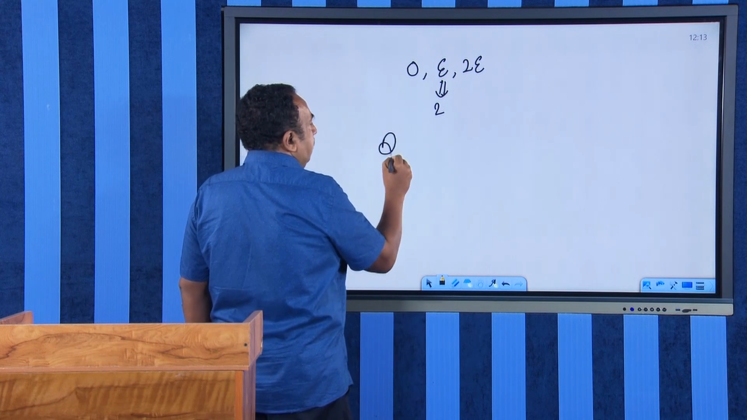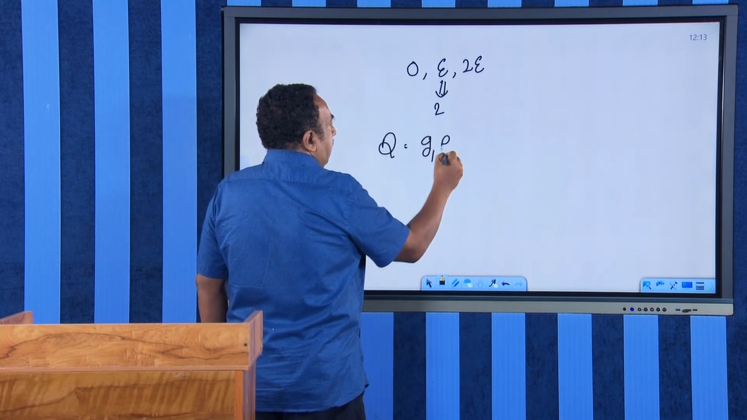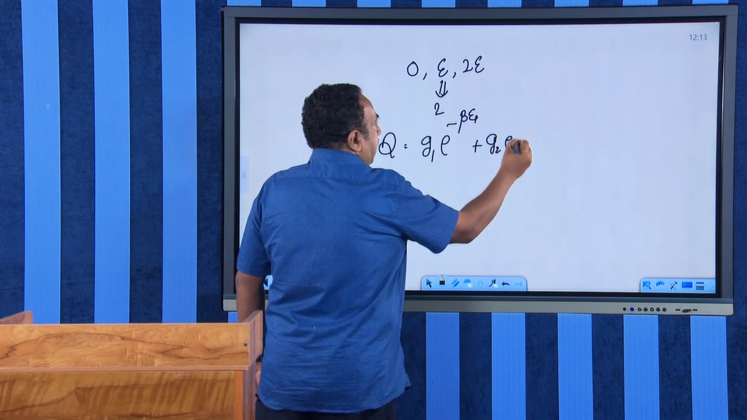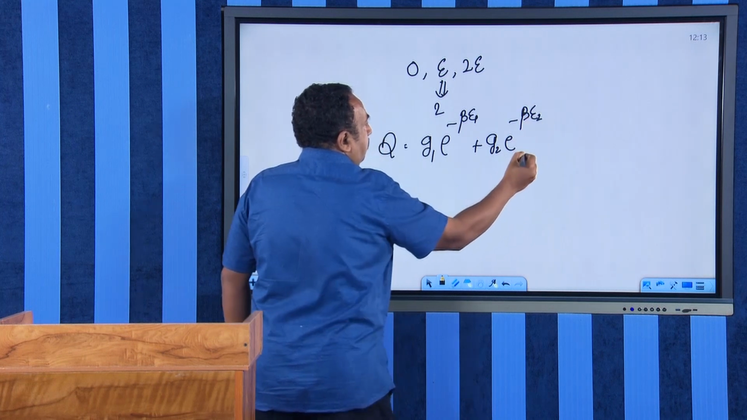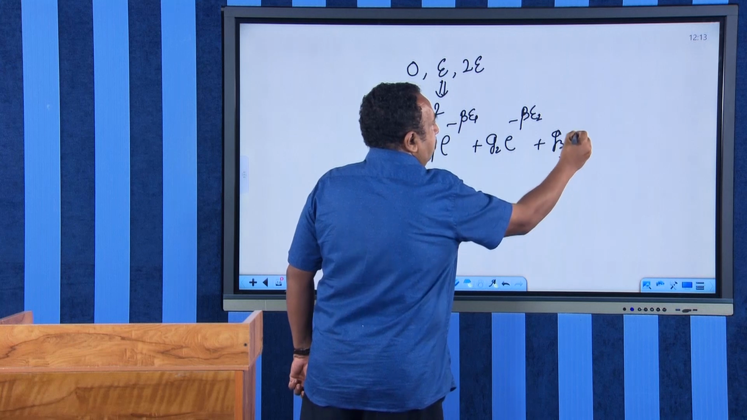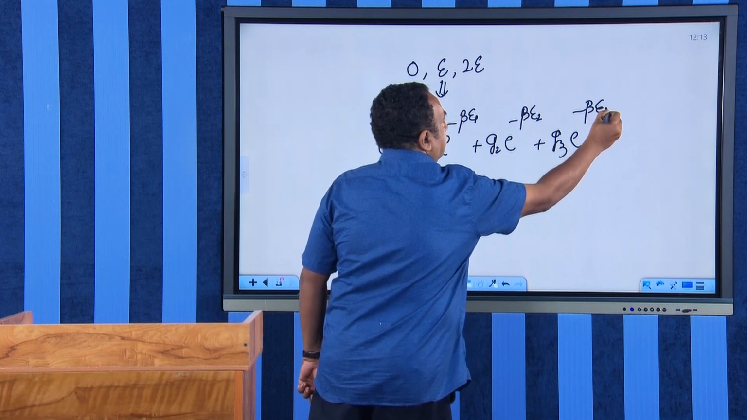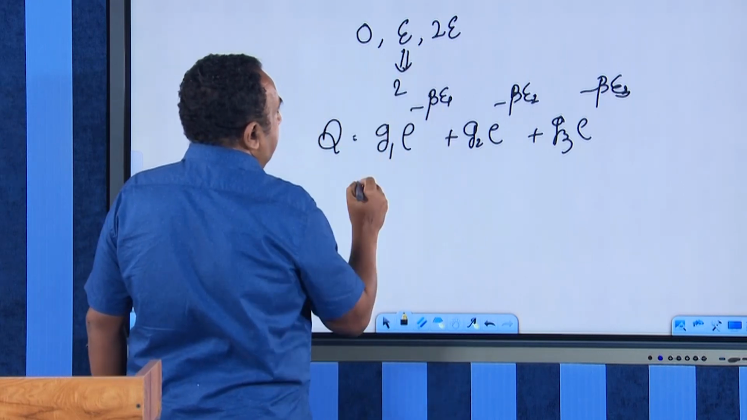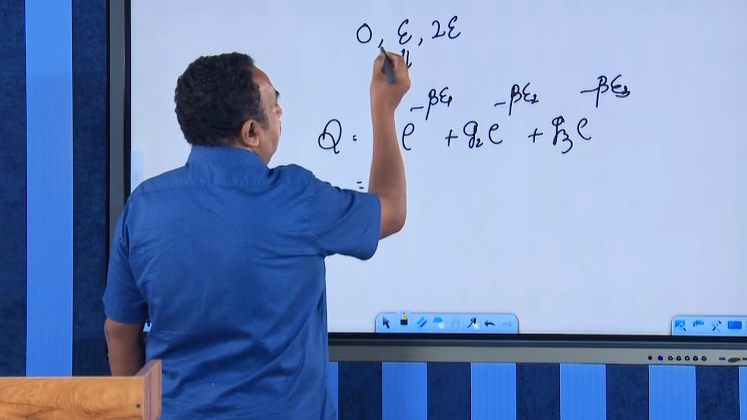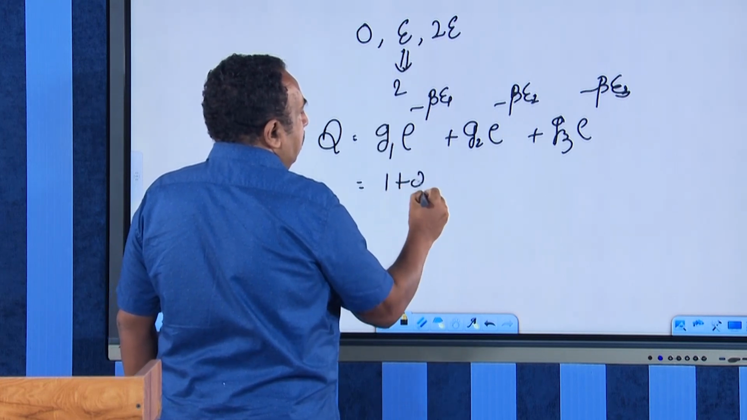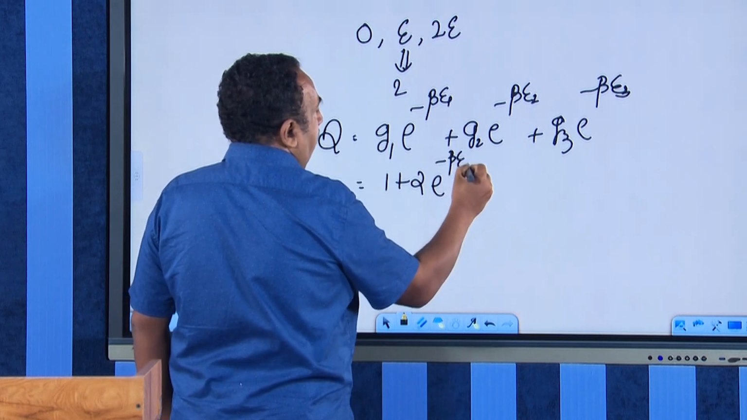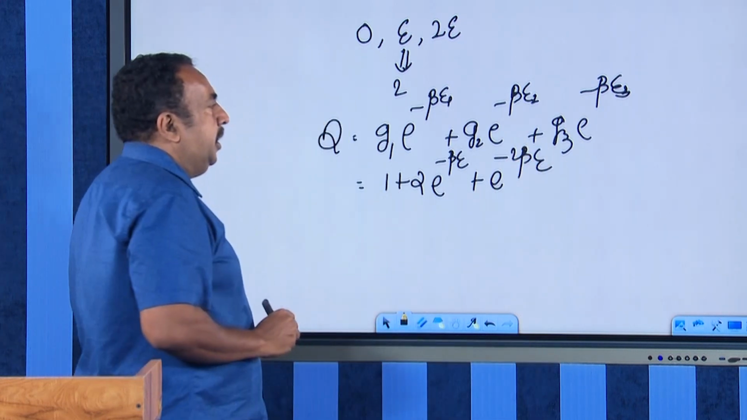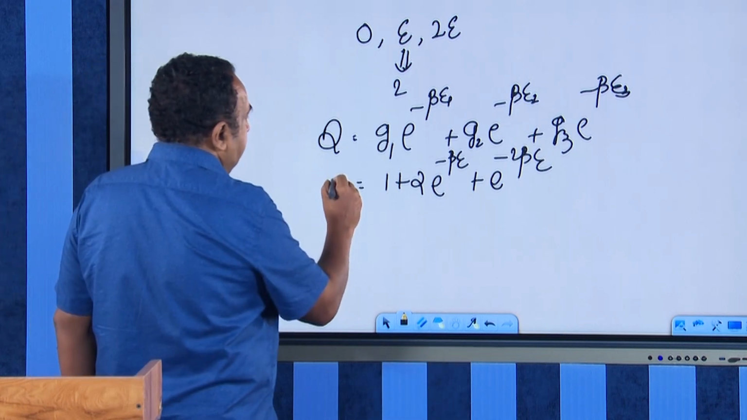Therefore, your partition function is given by G1 e raised to minus beta E1, since three states are there, plus G2 e raised to minus beta E2 plus G3 e raised to minus beta E3. Your G1 is 1, G2 is 2 and G3 is 1. Therefore, this expression becomes e raised to minus beta 0, which is 1, plus 2 e raised to minus beta epsilon plus e raised to minus 2 beta epsilon. This is your partition function.